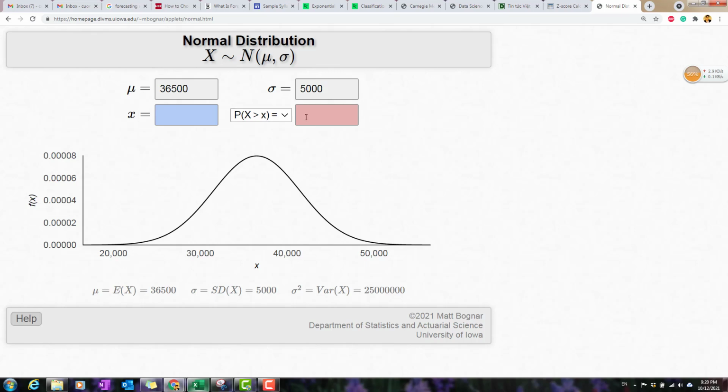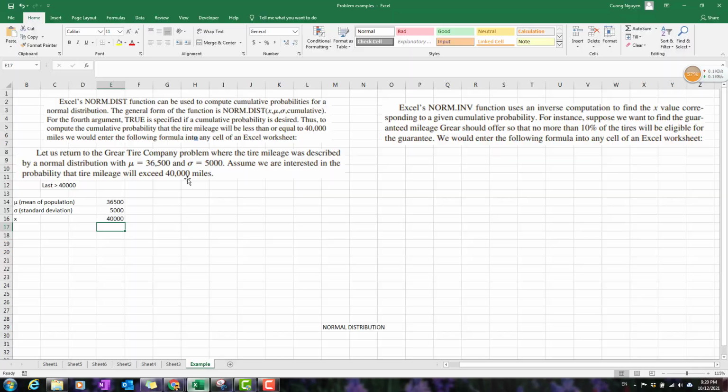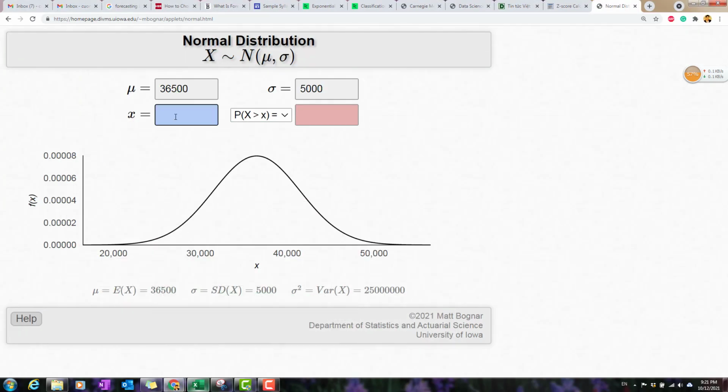Now we want to see the probability that the value will be higher than a critical value. So we want to see the probability that the mileage will be higher than 40,000. So x here will be 40,000, and that means the probability that x will be higher than 40,000. We just click, and that will be the answer. It would be 0.24196, equal to 24.19 percent, or about 24 percent.